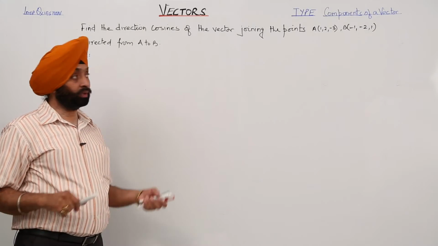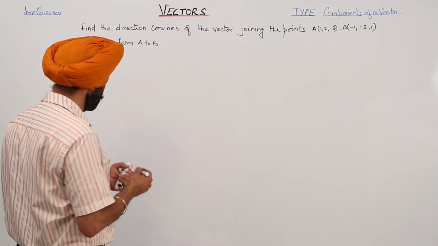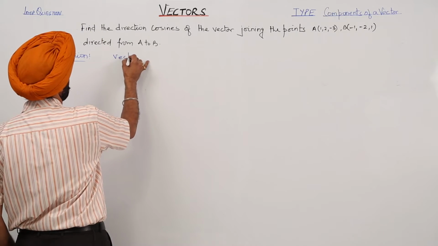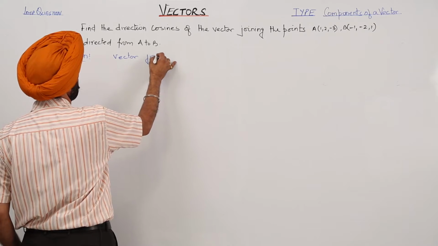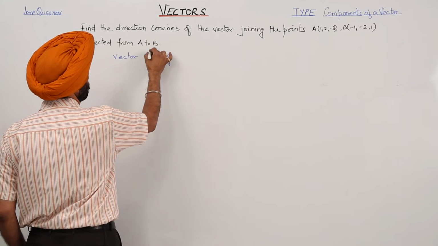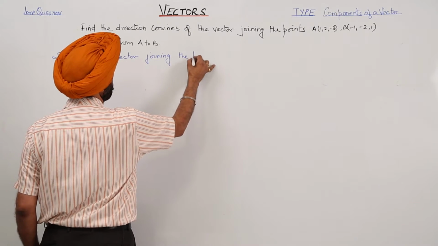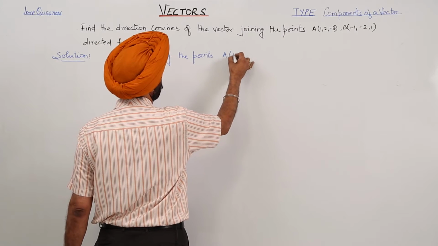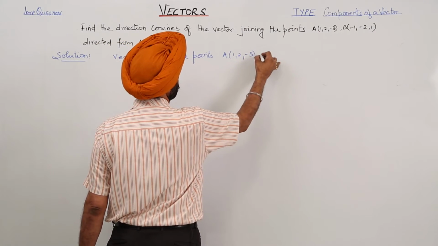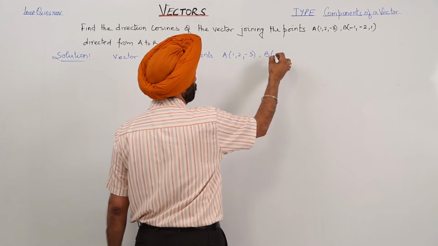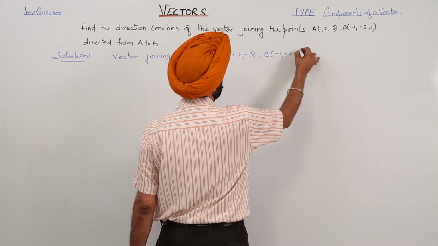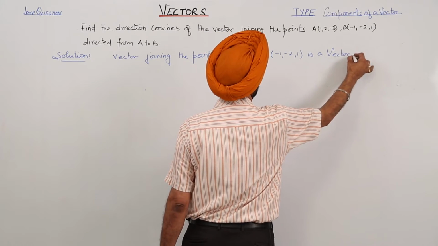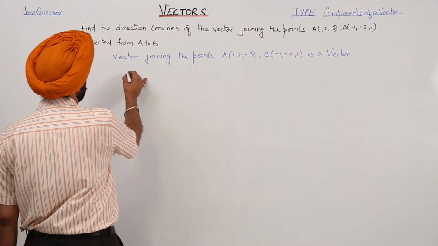Now in this question we have to find direction cosines and direction ratios of the vector joining the points A (1, 2, -3) and B (-1, -2, 1).